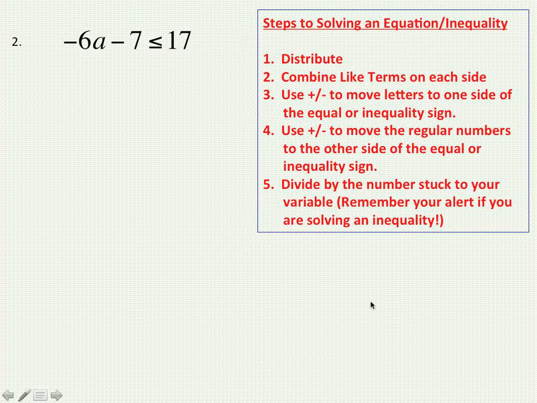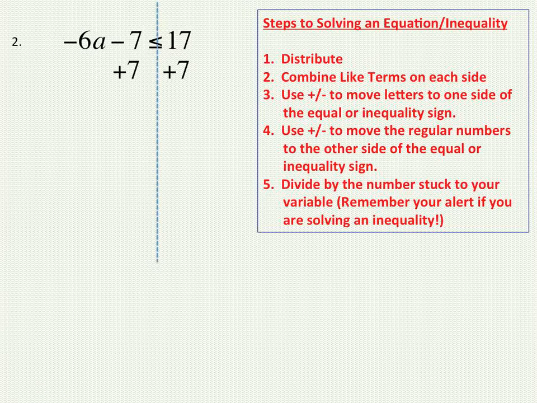Same steps. I always do the same steps. There is nothing to distribute. There's no number with a parenthesis or anything like that. There are no like terms to put together over here. I can't combine a's and regular numbers. So I can move my letters to one side and my numbers to the other. The a's are already on the left, so I want to get rid of this minus 7. In order to get rid of a minus 7, I would add 7. If I do it to the left, I have to do it to the right. Minus 7 and plus 7 cancel out. That was the whole point of adding 7.